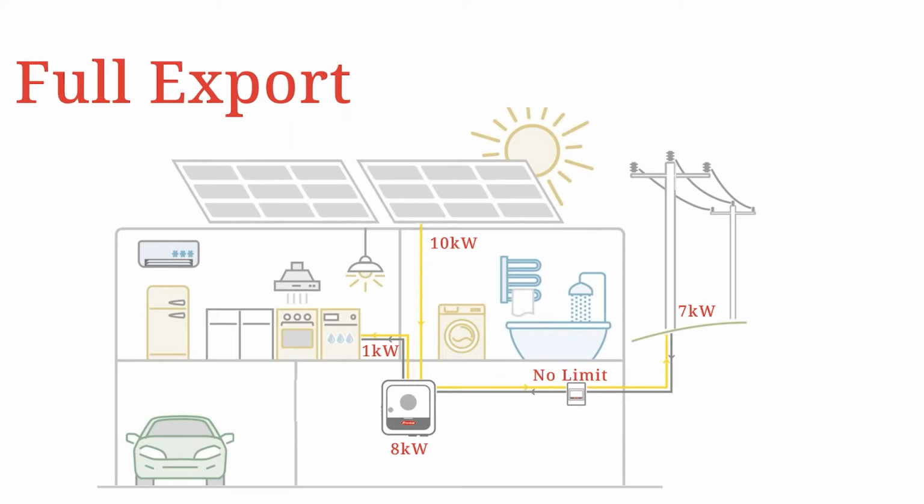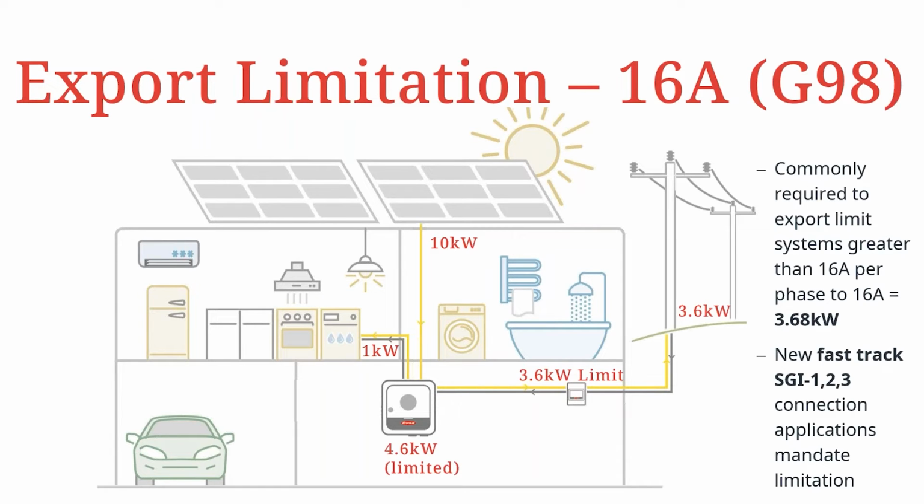However, typically now, with the new SGI fast track connection agreements, we're limiting the system automatically to 3.6 kilowatts. So that means the same system with a 10 kilowatt PV array now sees the inverter limited down to 4.6 kilowatts. Of course, 1 kilowatt is still being used in the building, but only 3.6 going back to the grid. So the inverter has to throttle back its output. And this is done using our Fronius smart meter, which is analyzing the energy being imported and exported, and that instructs the inverter what to do, how to react, how to throttle back the output.